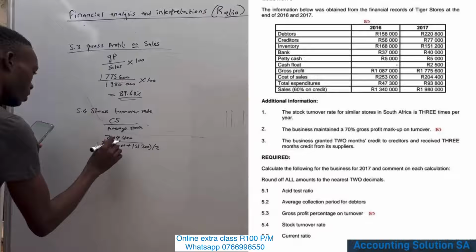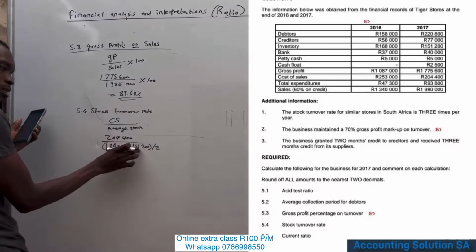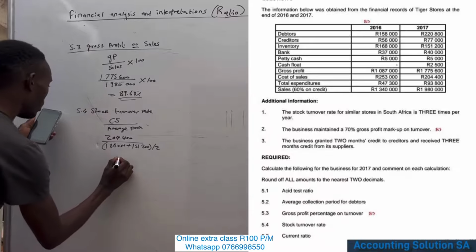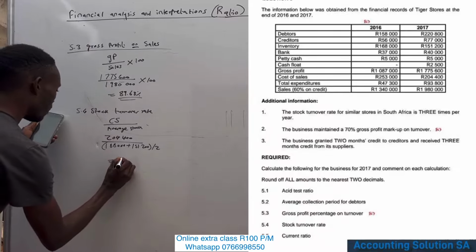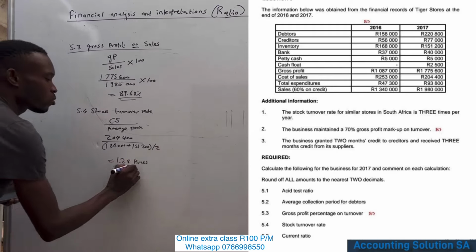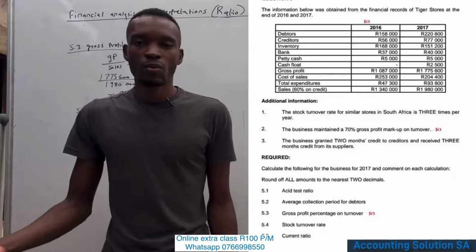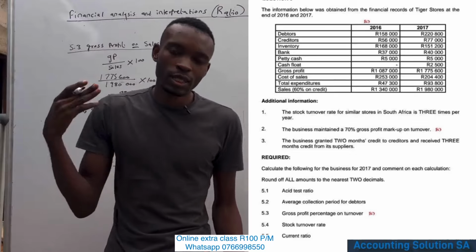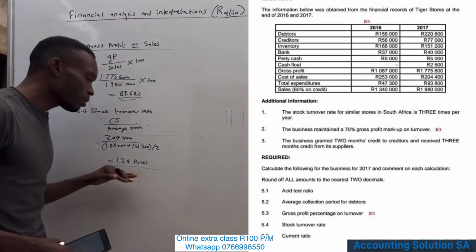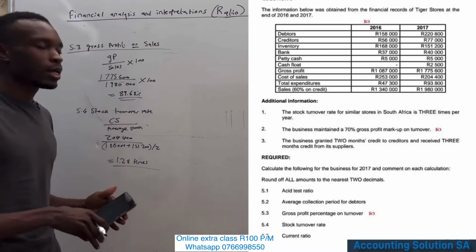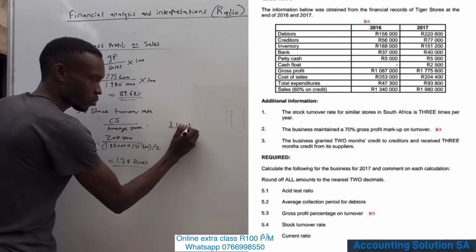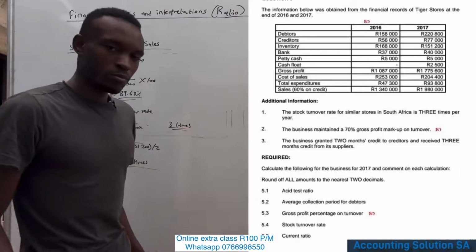Okay, then if you first add these 2 and divide by 2, and then divide the cost of sales by the answer that you got, you will get 1.28 times. Is it good or bad? This is very bad, guys. In other words, we restock only 1.28 times in the whole year. Imagine other businesses that are selling the same goods as us, they're restocking 3 times. So obviously there is something wrong in our business.